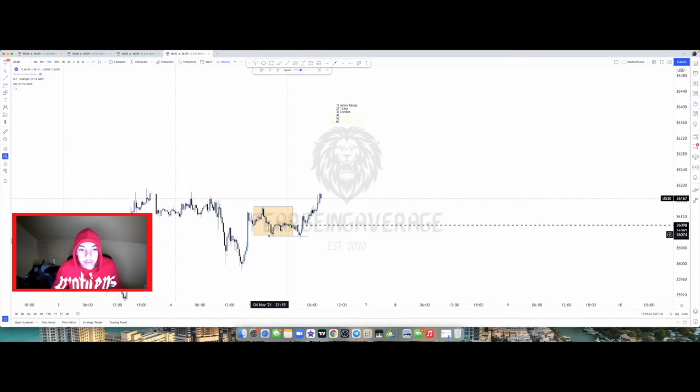Here, let me make this a little bit lower. I'm going to leave it like that. But we had this move that moved below before, clearing this liquidity. So what does that mean? This already means to me that this is possibly going to be the low of the day.